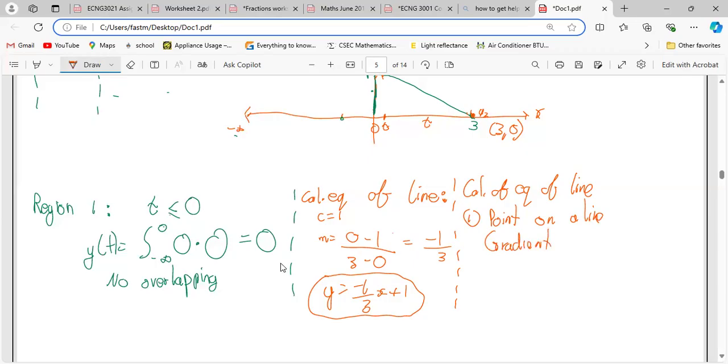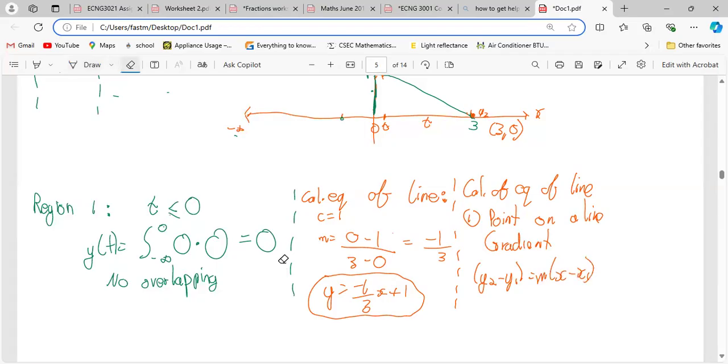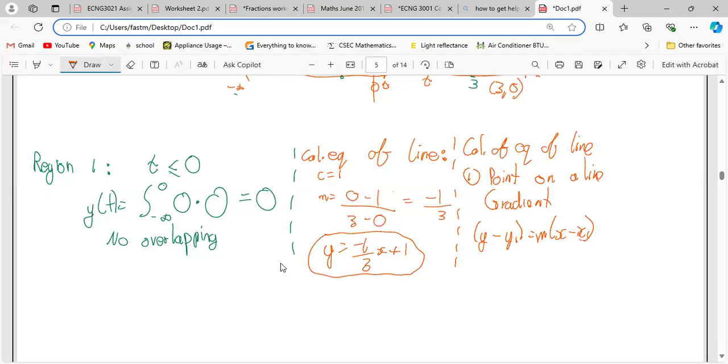So you just end up using y minus y1 is equal to m times x minus x1. And you just plug in your point, which is x1, y1, and the gradient, and you just make y the subject of the formula. You could also use this to get the equation of a line. So it's y minus y1 is equal to m(x minus x1). That is if you have a point on the line and the gradient.